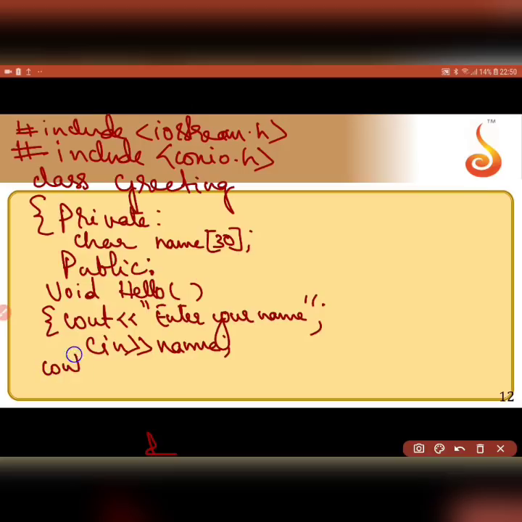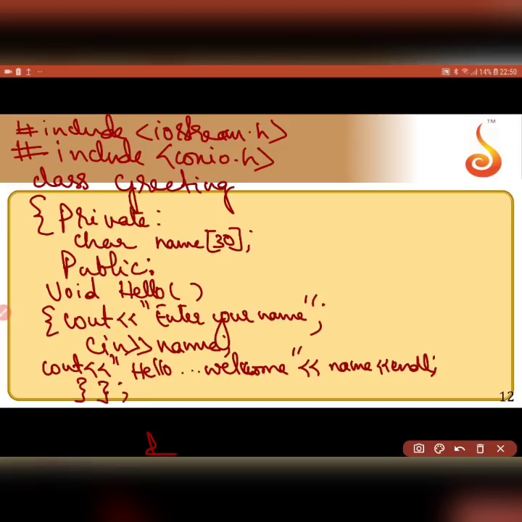Now I'll print the greeting: cout, hello, welcome, and then I'll close the quotes. I'll write the variable name. Anything without quotes will print the value stored in it, and then endl. I'll insert a new line here. This is the end of my function and then the end of my class. It has to be noted here that the class needs to be terminated with a semicolon, whereas a function is not terminated with a semicolon. So we are done with the class.